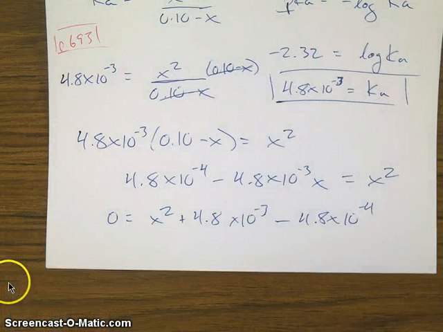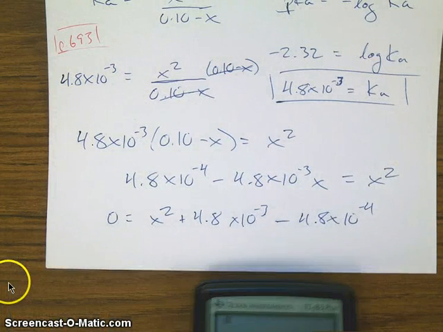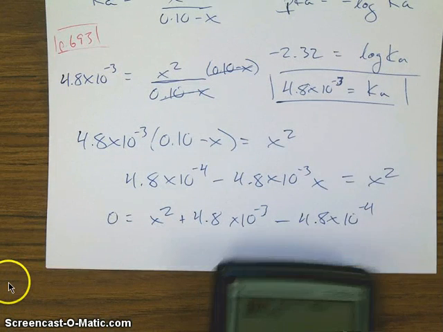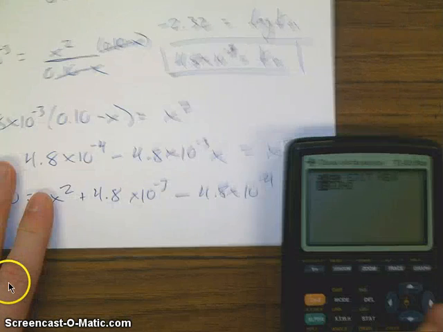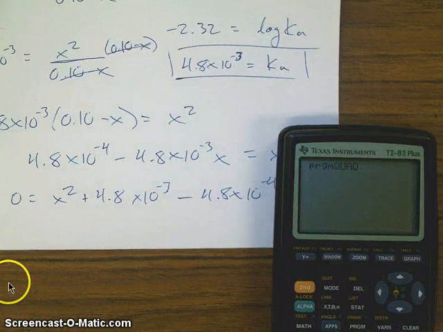Now, what I have on my calculator is a program to do quadratic equations. I can transfer it to your calculator so that on the AP test you can actually use it. So I'm going to hit enter. I'm going to run my program. I'm going to plug in A, which is 1.